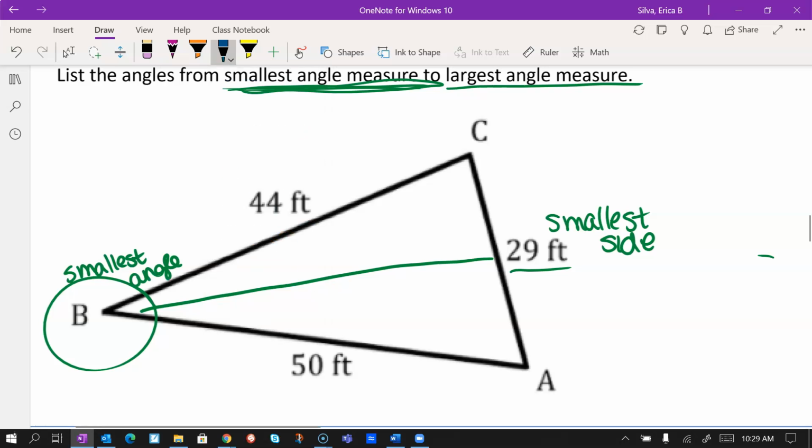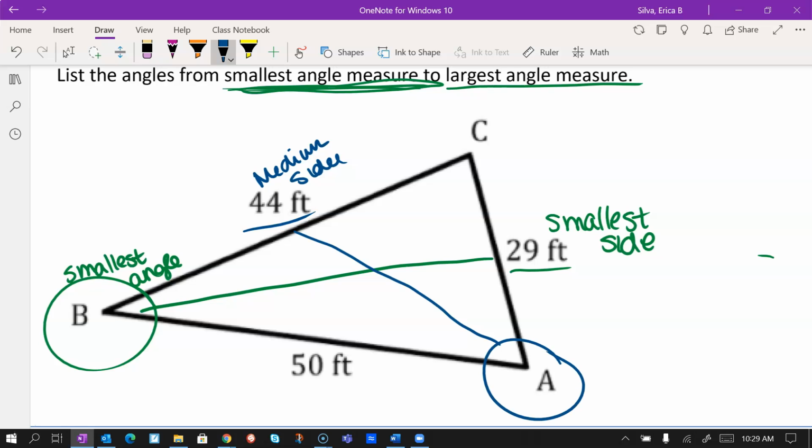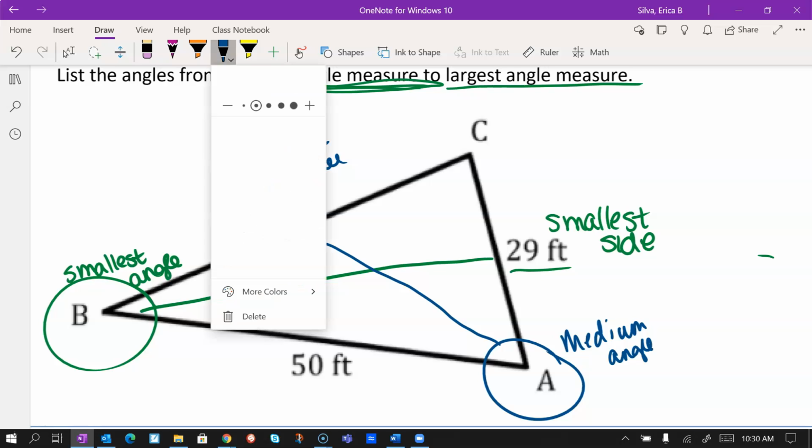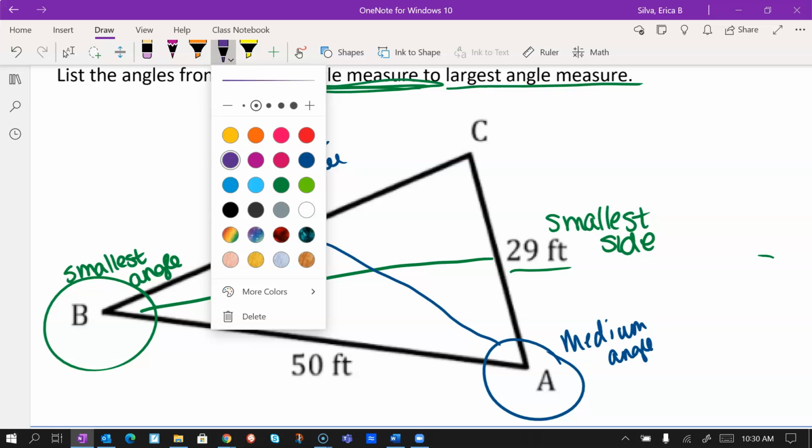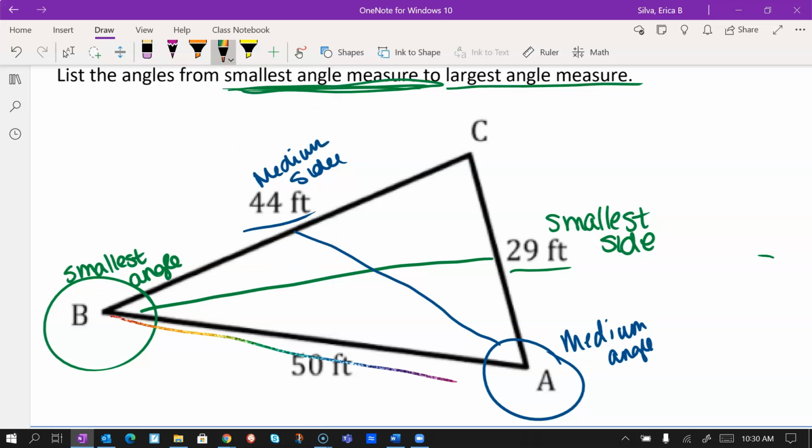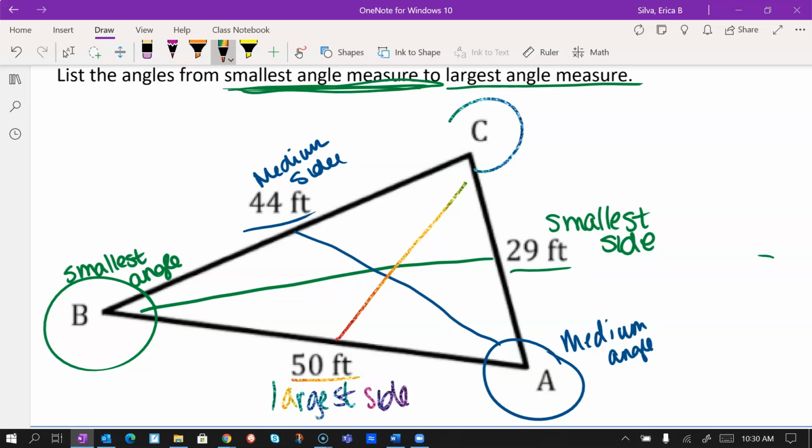The medium side, which is this one here, is going to be across the medium angle. All right, so we have medium side, medium angle, and then my largest side is this one right here. This is my largest side. And this one is across, obviously, my largest angle.